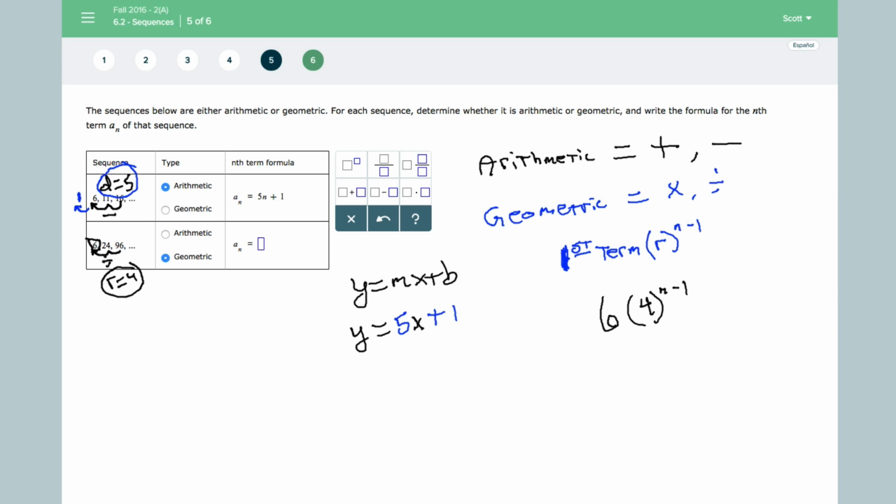We're not asked to find a specific term, so we just put it in just the way we see it here. 6 times 4 raised to the n minus 1.